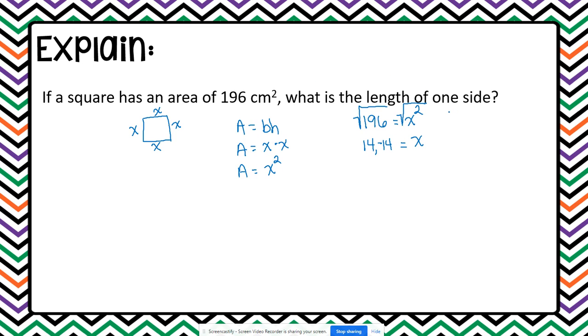However, to answer this question, what is the length of one side? We have to think about what positive and negative numbers mean. It is impossible to have a negative length. So in this case, I know that the side length of the square is equal to positive 14 centimeters.